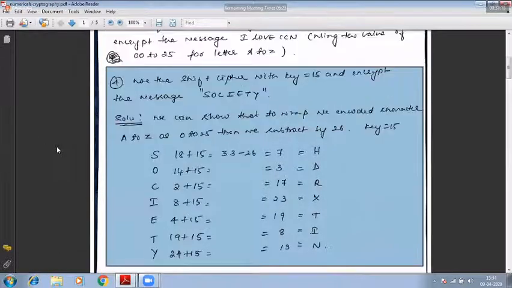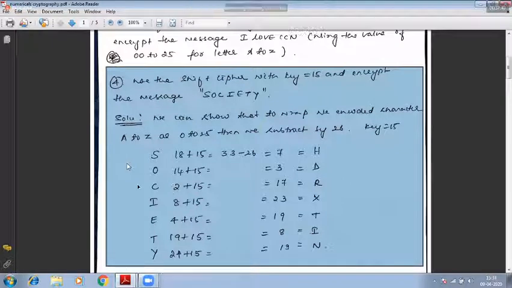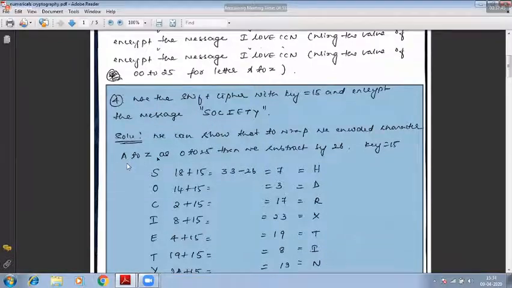He's asking you to use the shift cipher with key 15, and to encrypt the message society. Anything it could be; I have taken society as an example. Basically it is a Caesar cipher method. Based on the shift cipher, I can complete this encryption. What is the key given? I hope you know, it's a round robin fashion. Please convert these to equivalent values with respect to A to Z, and I think he is starting A from 0, and Z is 25.